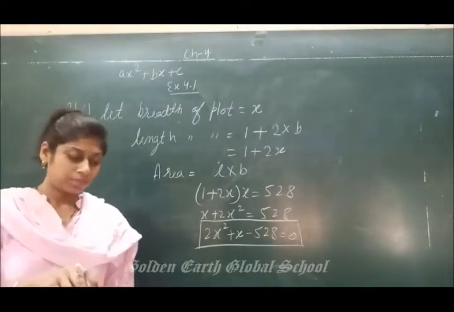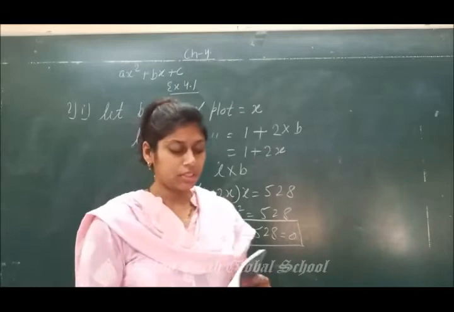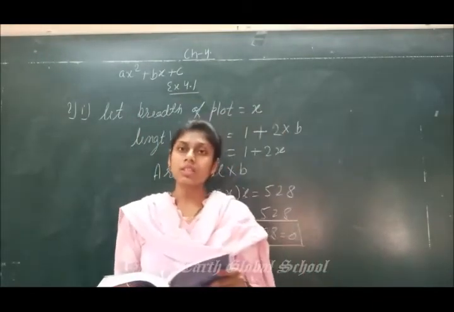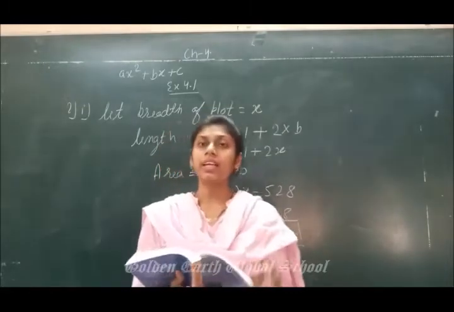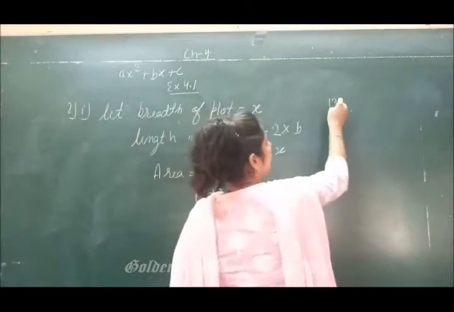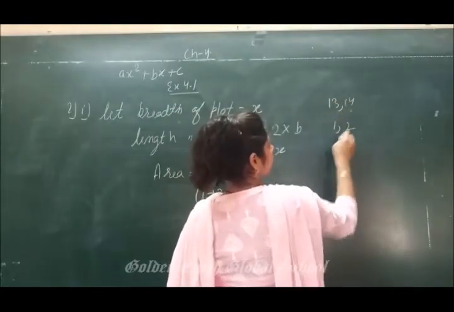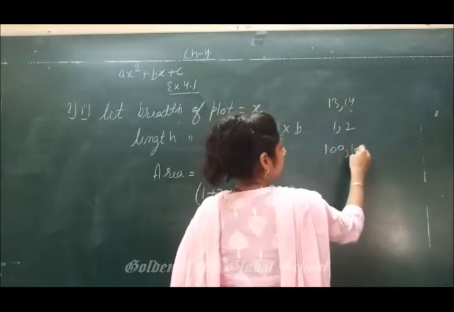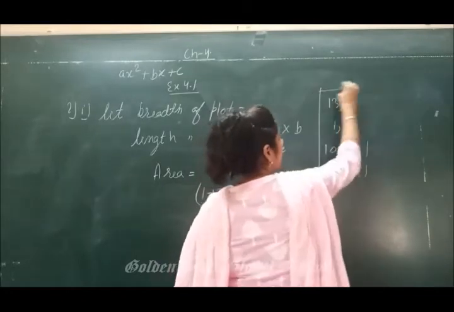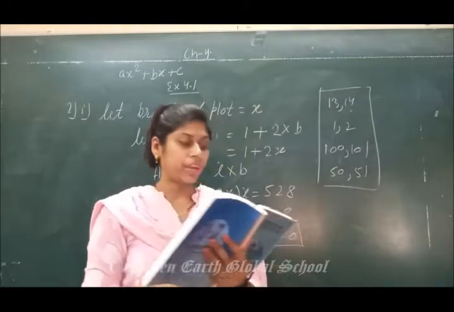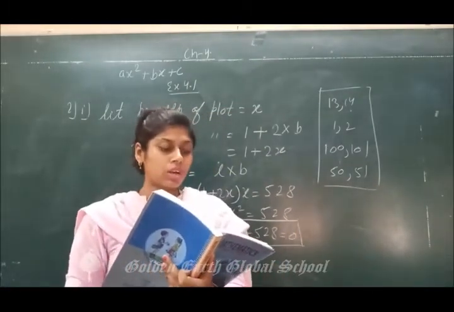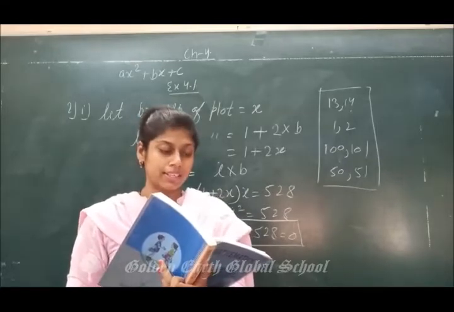Clear? Now second question, product of two consecutive positive integers. What are consecutive integers? Consecutive integers are those which are continuous in the form. For example, 13, 14, or 100, 101, or 50, 51. All these are consecutive positive integers. Now product of two consecutive integers is 306.